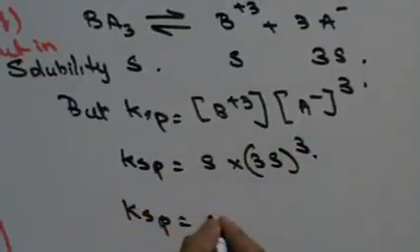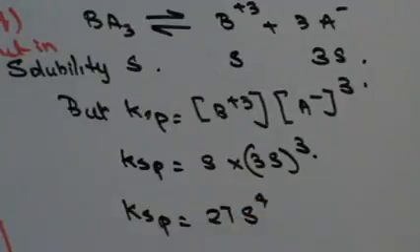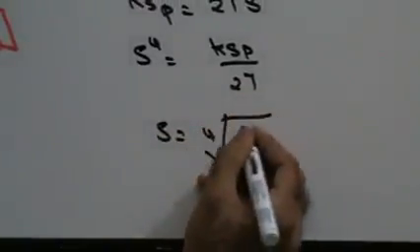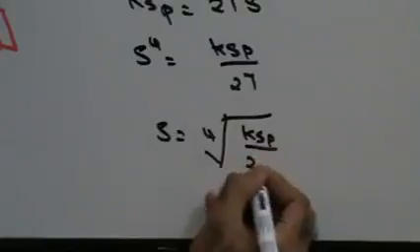KSP is going to be nothing but 27 S raised to 4. So the solubility product for a BA3 type of salt is going to be 27 S raised to 4. Therefore I can say S raised to 4 is KSP upon 27. S is the 4th root of KSP upon 27.